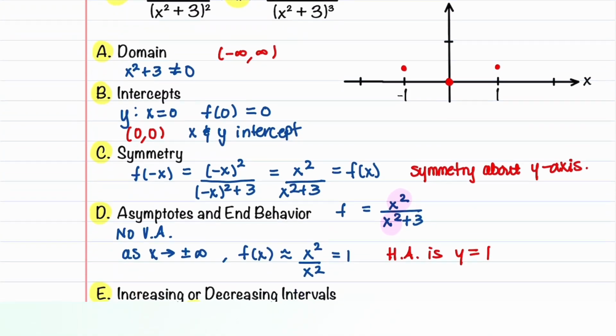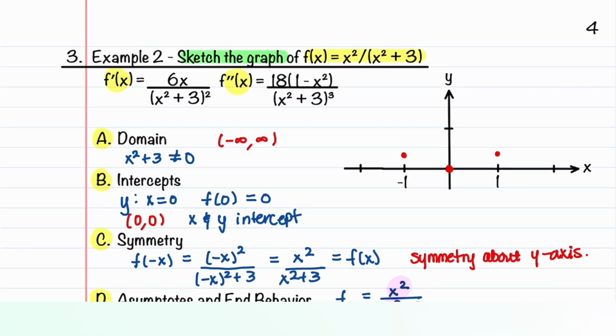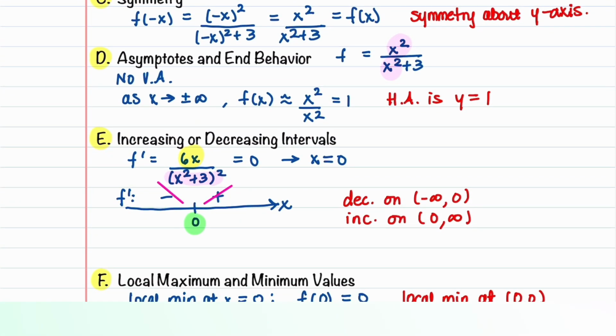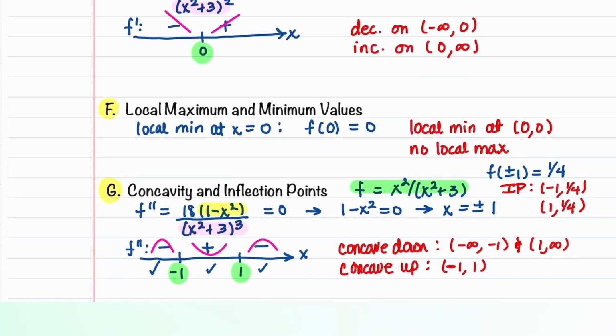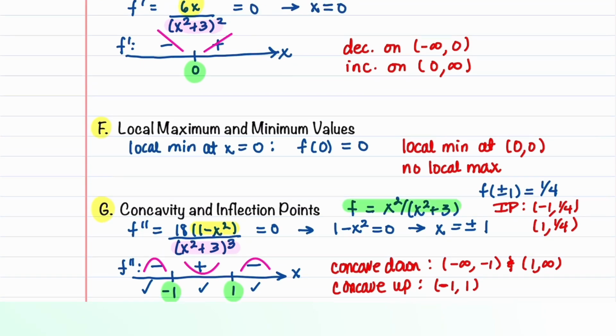Now let's see what else we can add to our graph. We have a horizontal asymptote at y is equal to 1. So let's go ahead and put that in. And let's keep in mind that our graph is symmetric about the y-axis. Now let's look at increasing, decreasing, and concavity. It is increasing on the right side of the graph and decreasing on the left. And then it is concave up in between the two inflection points.